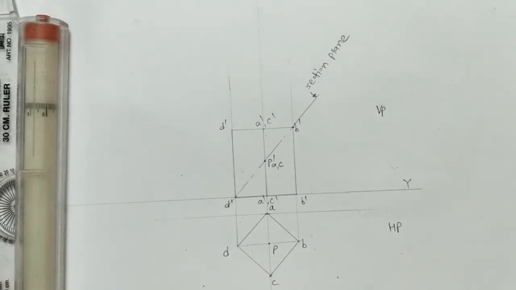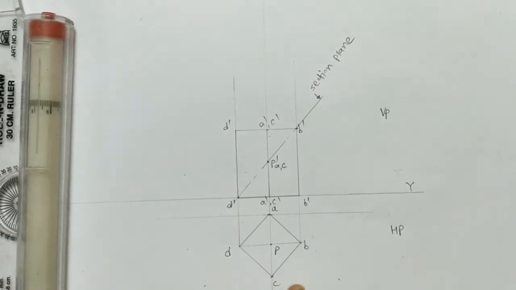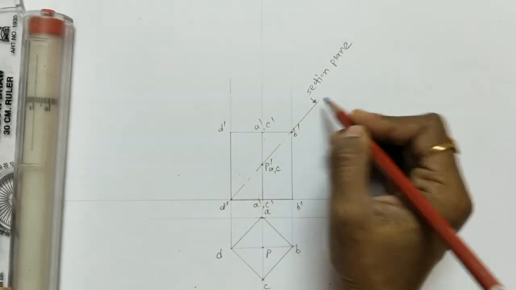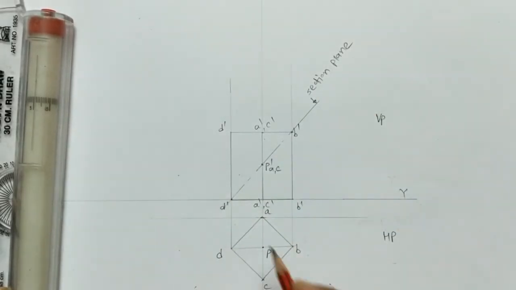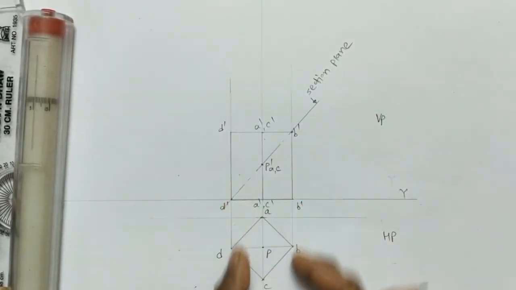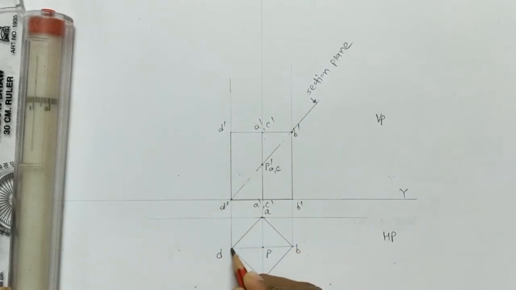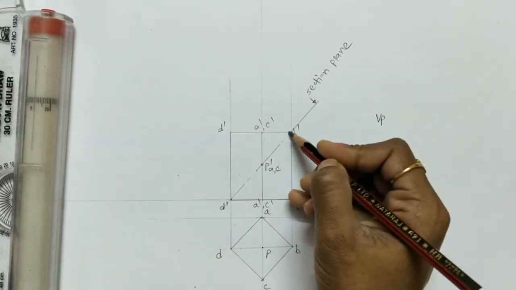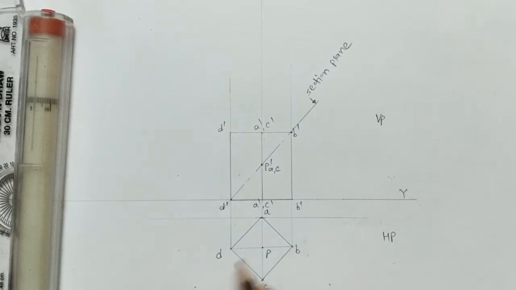Now top view already we have drawn and section plane also completed. So section plane covers entire top view. See this point covers this last point D or left point D, then this is center and this B dash end covers this point B or right side of top view. So entire top view covers.